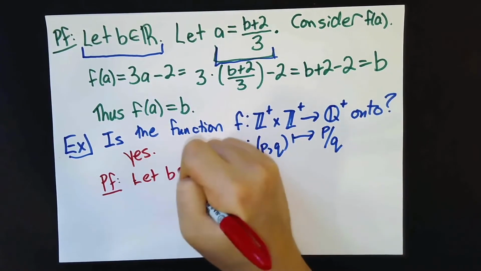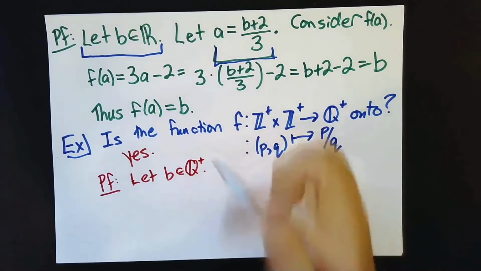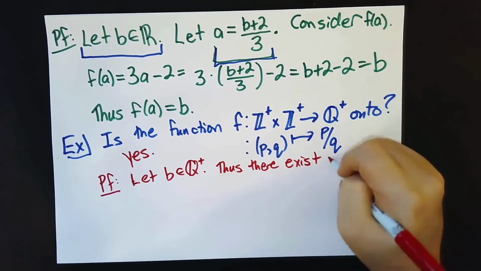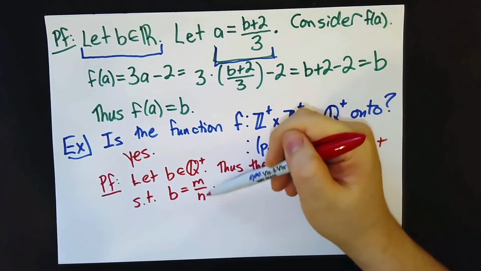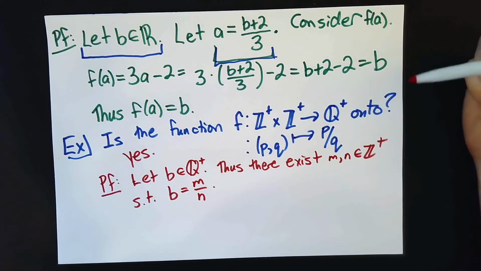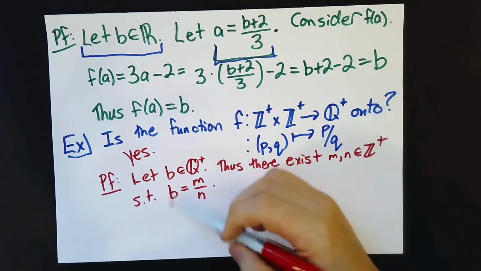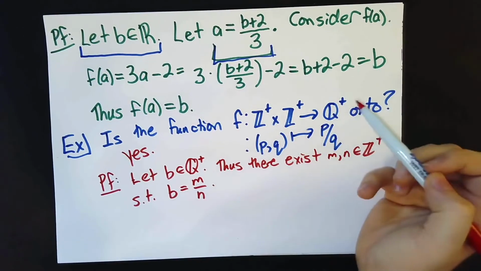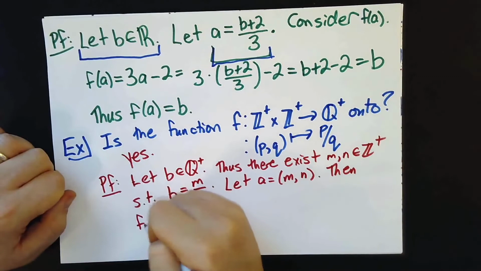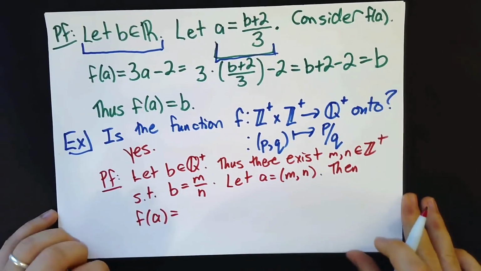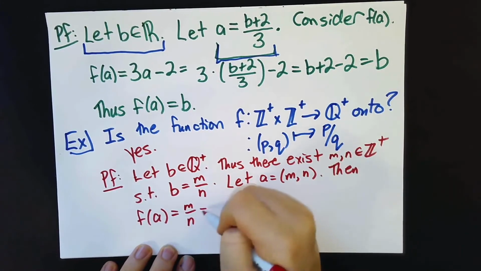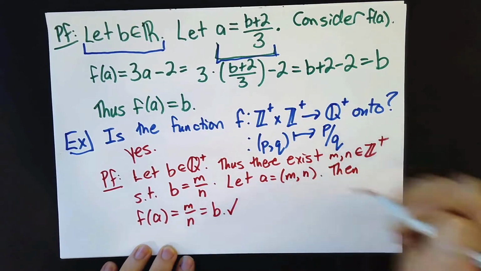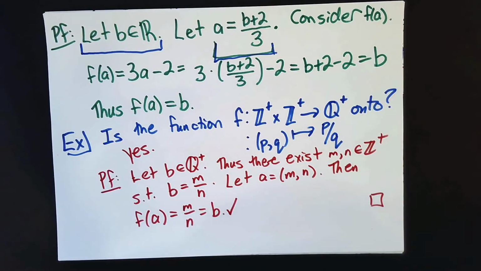I need to start by picking an element of the codomain. So being a positive rational number, what does it mean? It means that this number can be written as a fraction. So my positive rational number here, it can be written in the form m over n. But that actually tells me what it is I need to put into the function in order to get out b. Namely, I need to put in m, n. So if little a is the ordered pair m, n, then f of little a is, well, by definition, m over n, and that's b. And that's what we wanted. So what I did here was to show you that every positive rational number is an output of this function.